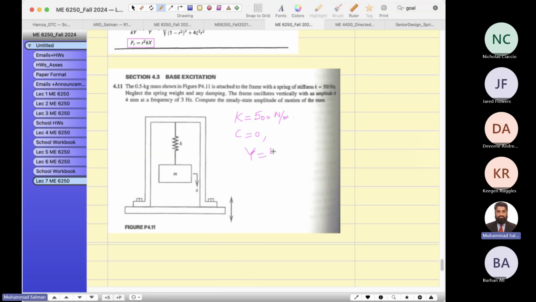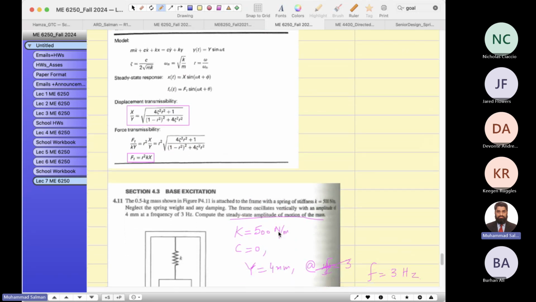4 millimeter at a frequency of 3 hertz. So when you see it is just hertz, you will use this f. So compute the steady state amplitude of the motion of the mass.